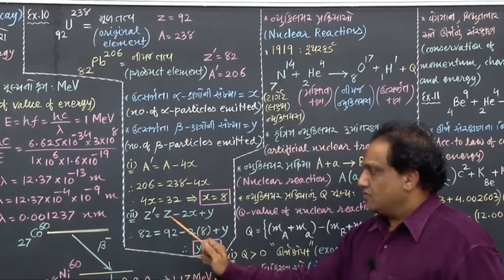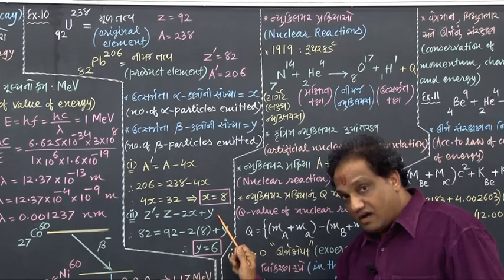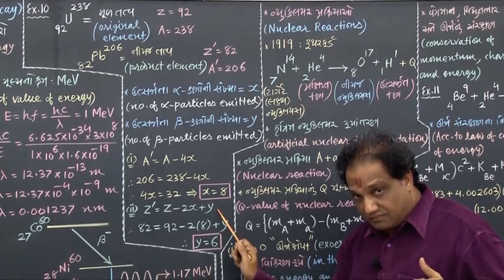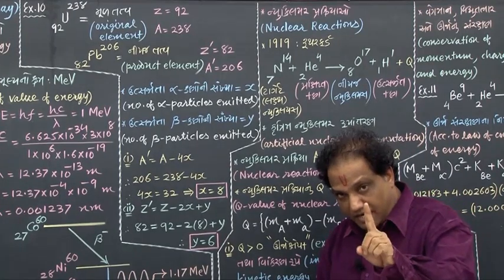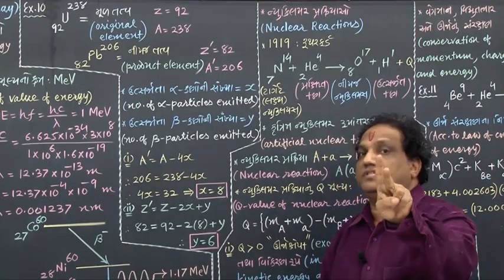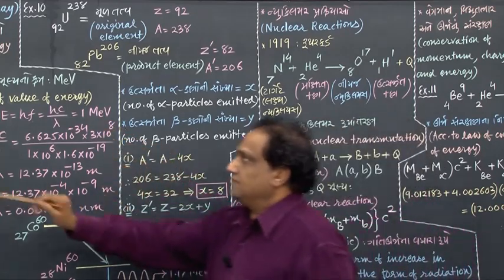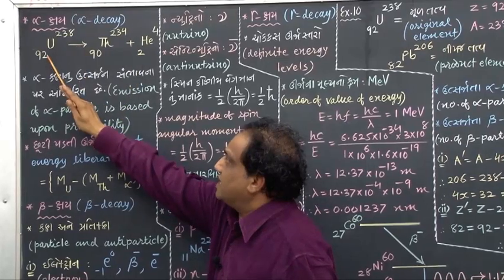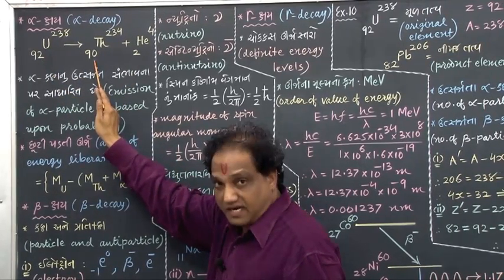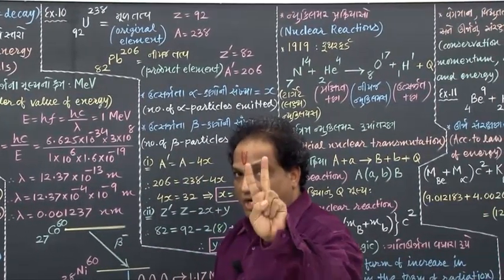Remember this formula now. Z dash equals Z minus 2x plus y. How has this formula come? Remember, if one alpha particle is emitted, atomic number decreases by 2 units. Look here: when one alpha particle is emitted, atomic number decreases by 2 units. 92 minus 2 was 90, correct?